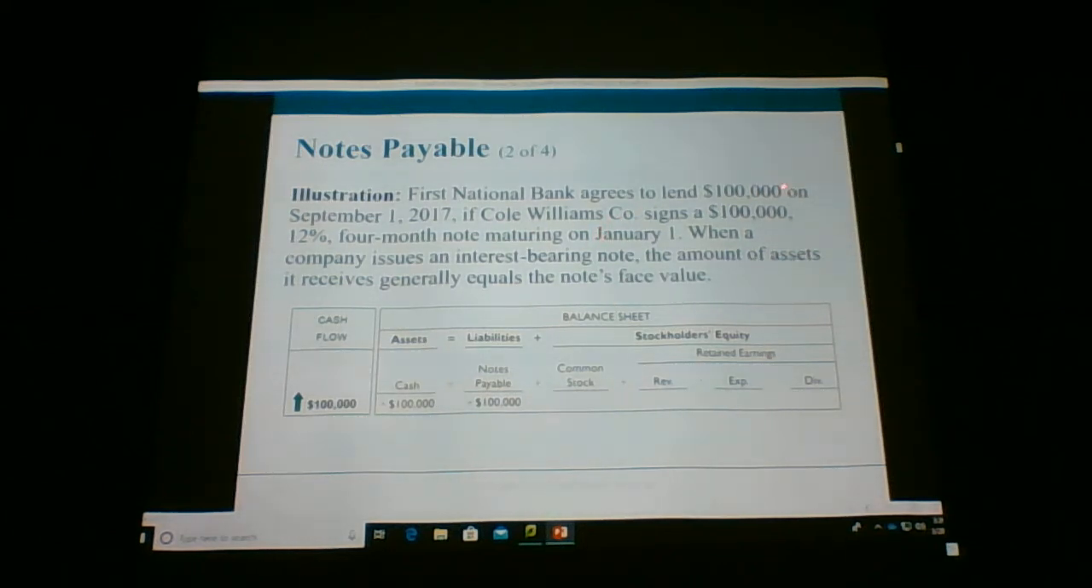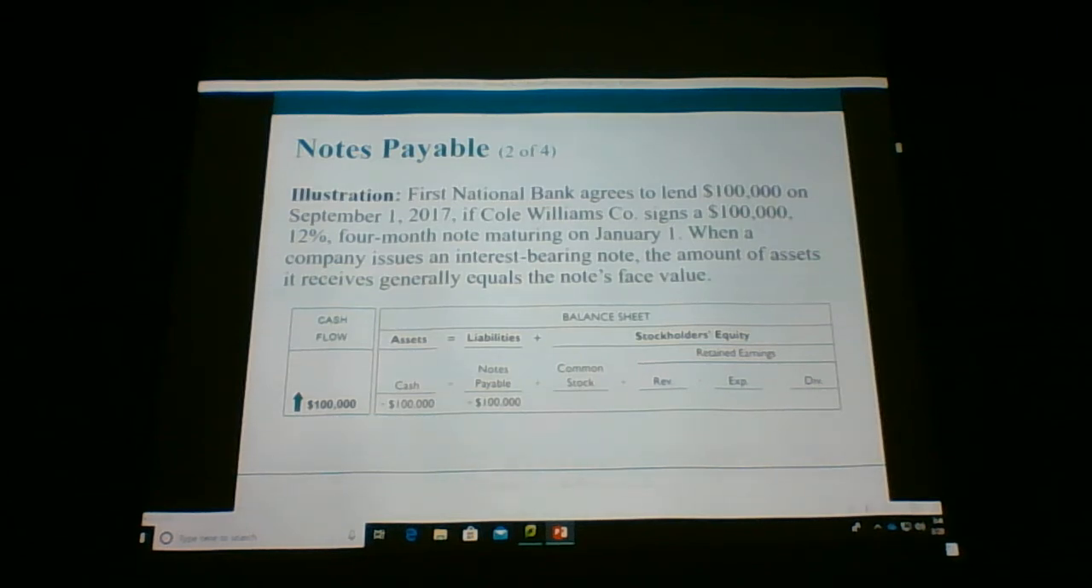Well, they borrowed $100,000 from the bank, so when they got that $100,000, assets, specifically cash, went up by $100,000. But because this is a 4-month note, they've also increased their liabilities by $100,000. And again, because it is a 4-month note, all of these liabilities are current liabilities. They're going to have to pay this entire note back in less than 1 year. Okay? So that's all we have going on here.